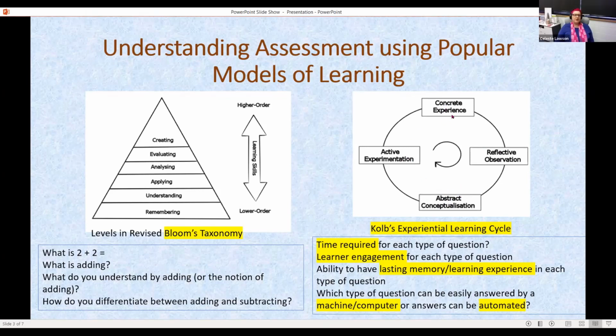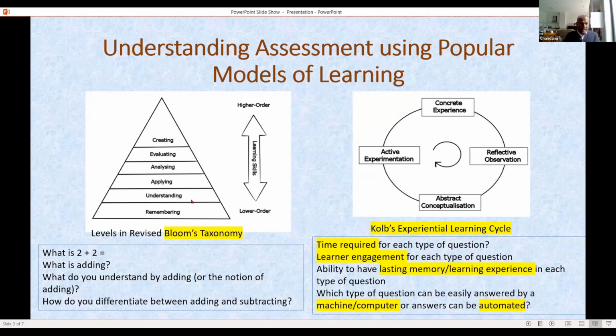Concrete experience, reflective observation, abstract conceptualization, active experimentation. So complete learning takes place when we complete all 4 stages. But essentially, with abstract conceptualization, you can probably draw links to creating and evaluating from Bloom's taxonomy.